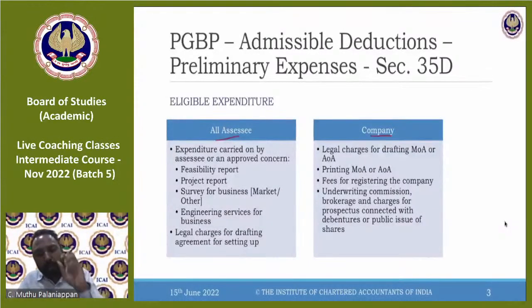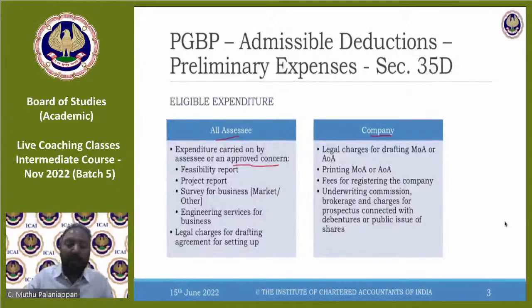Now, with respect to all assessees, what does this say? It says expenditure carried on by the assessee. So when you're talking about an eligible expenditure, it must be an expenditure incurred by the assessee himself or an approved concern. What do you mean by an approved concern? Government approves that this concern can spend on their behalf. So an approved concern is a government approved concern which can also spend for someone, and that amount is indirectly being spent by the assessee.